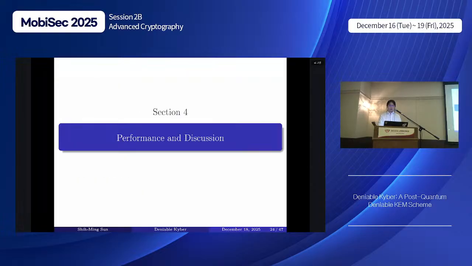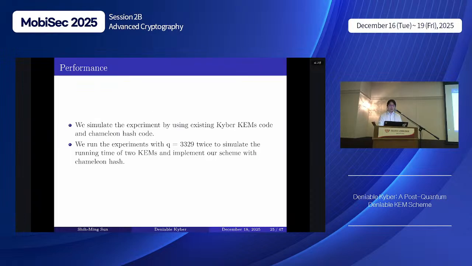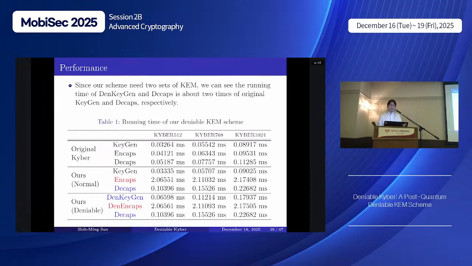Here are our performance results and discussion. We simulate the experiment using the existing CyberKEM code and chameleon hash code. We run the experiments with this prime twice to simulate the running time of two KEMs and implement our scheme with chameleon hash. Since our scheme needs two sets of KEM, the running time of deniable key generation and decapsulation is about two times that of the original key generation and decapsulation.